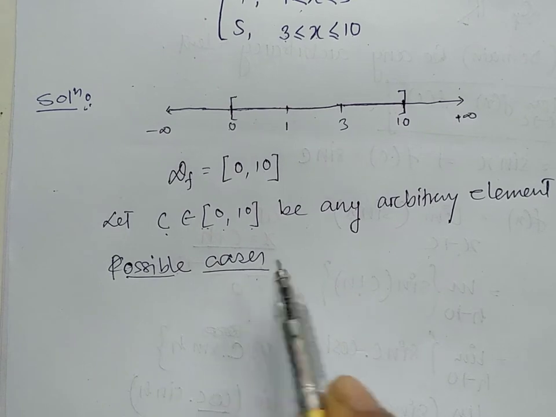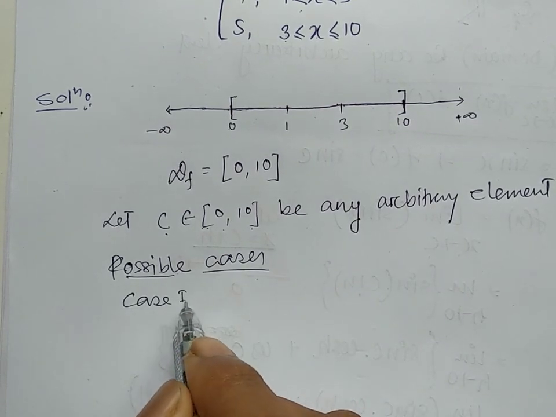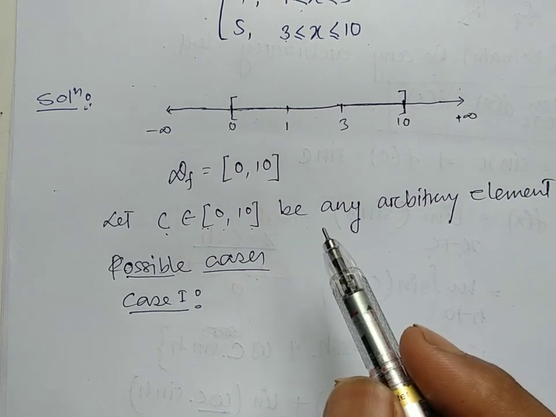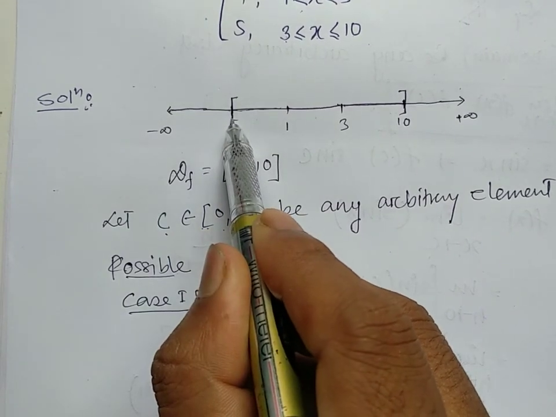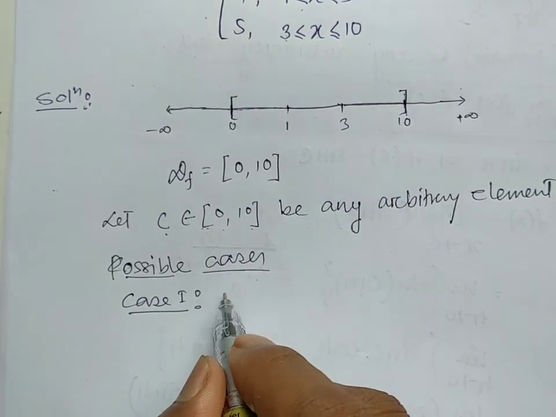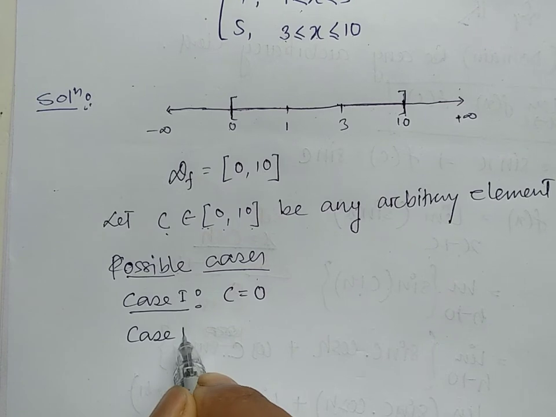So possible cases. What we will do, we will try to write down case 1 first. Case 1 means you have to write down the possible values of c. So what is the first case? As the domain starts from 0 and ends at 10, the minimum value of c is equal to 0. First case.